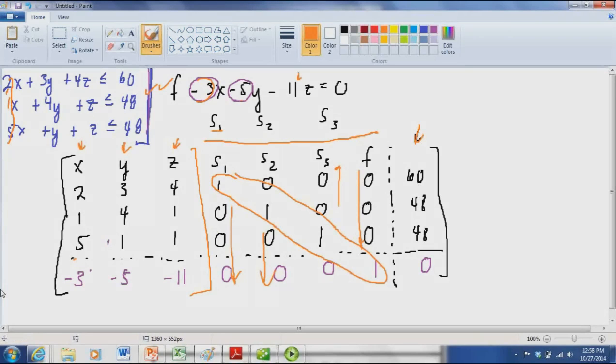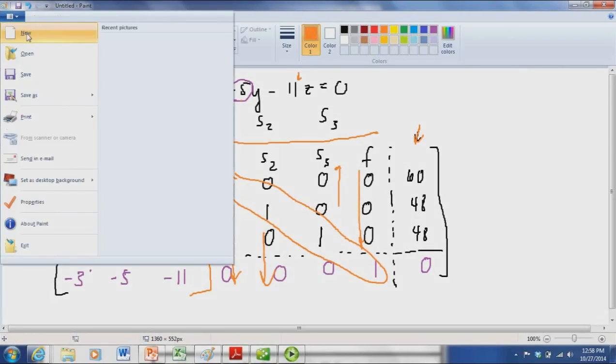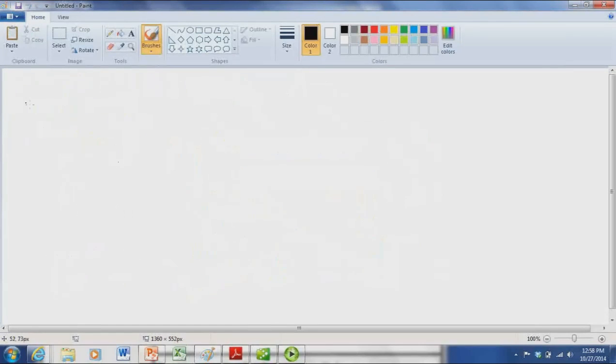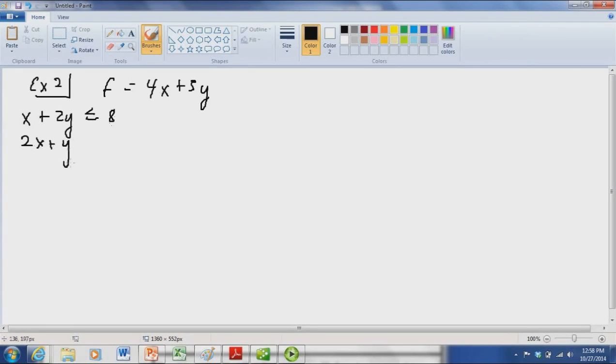Okay, let's do another one. Let's do one more setup. Make sure you got this down. All right, so example 2. This time you are supposed to maximize 4x plus 3y, subject to x plus 2y is less than or equal to 8. 2x plus y is less than or equal to 10. All right, first thing is you rewrite this. So this is going to be f minus 4x minus 3y is equal to 0.